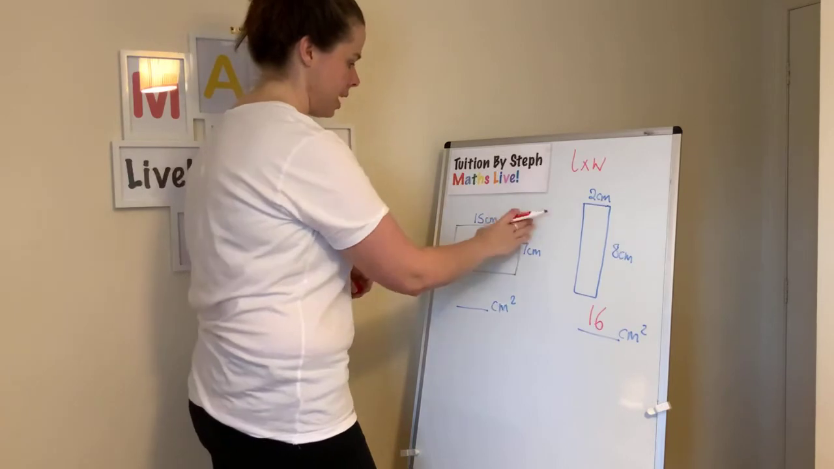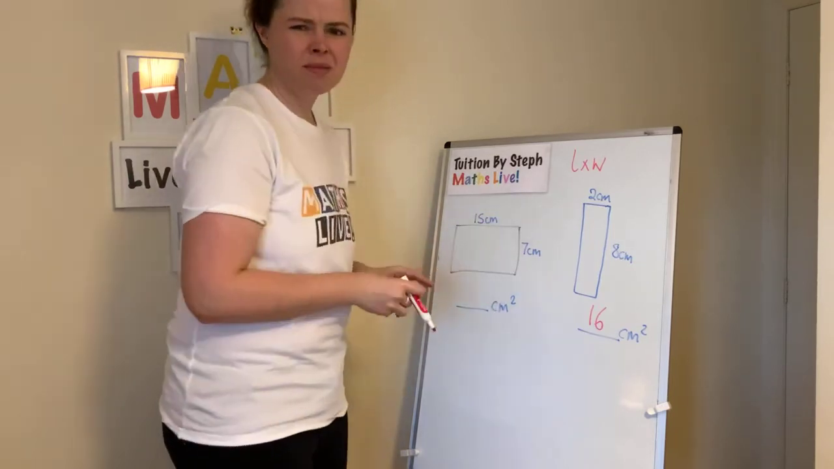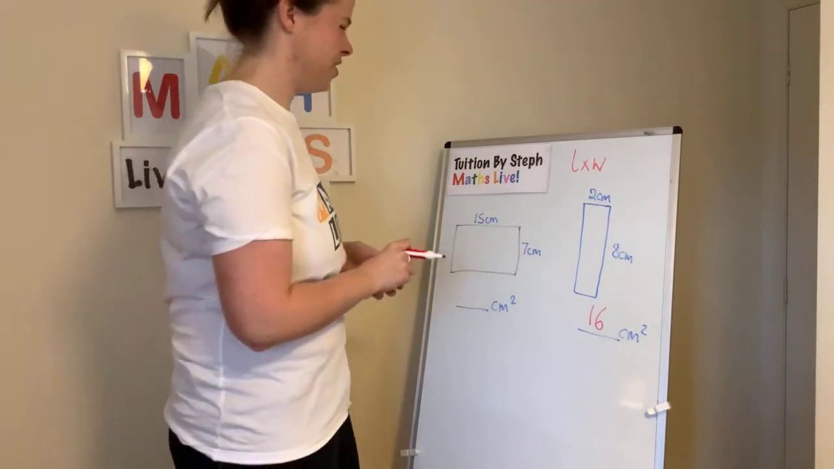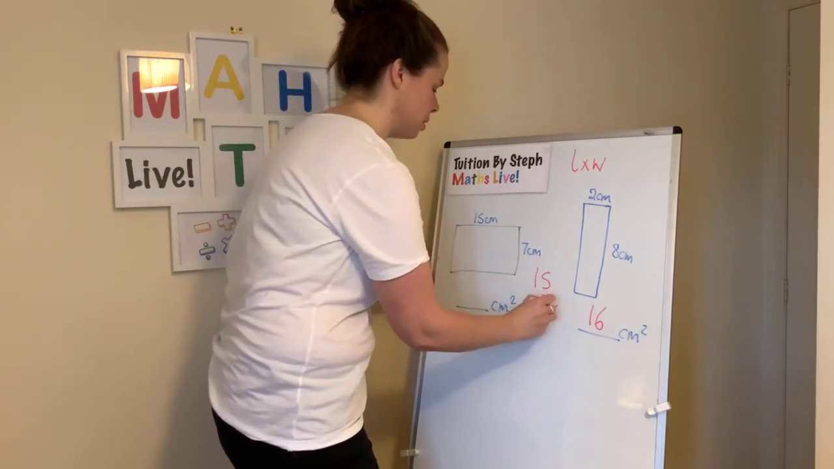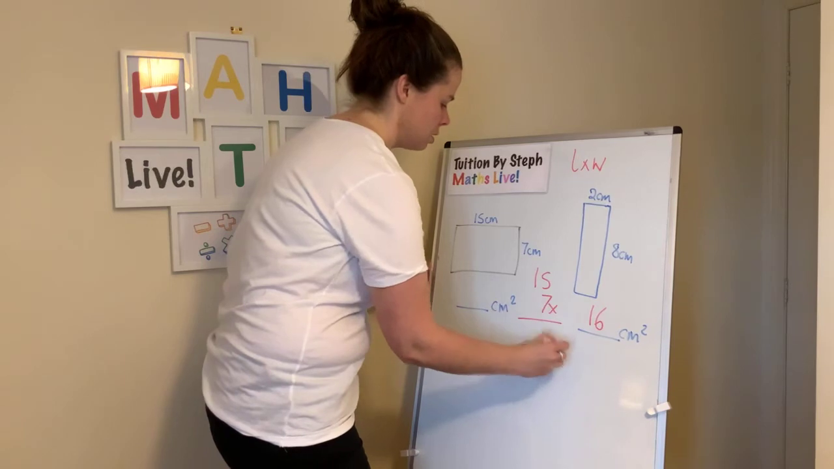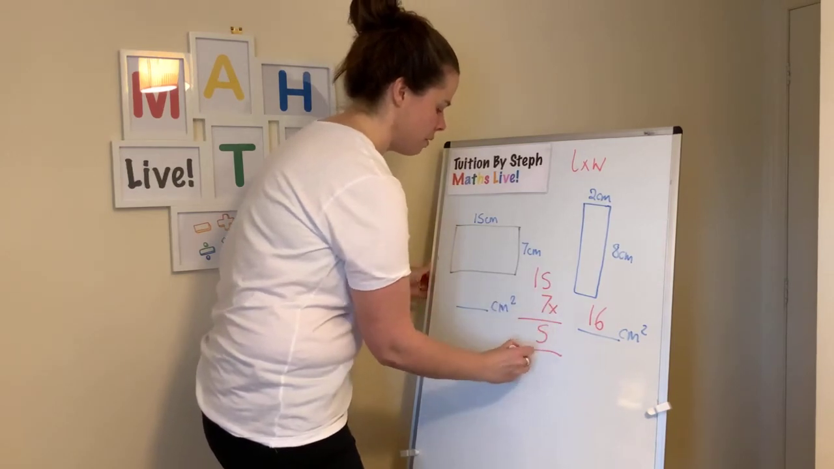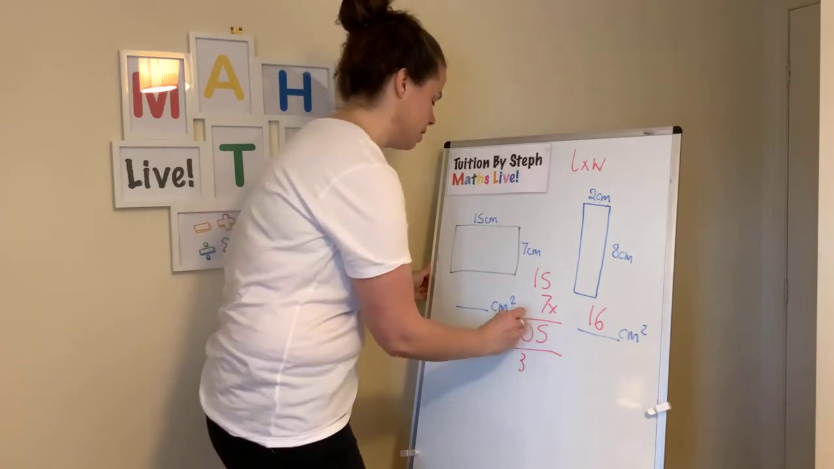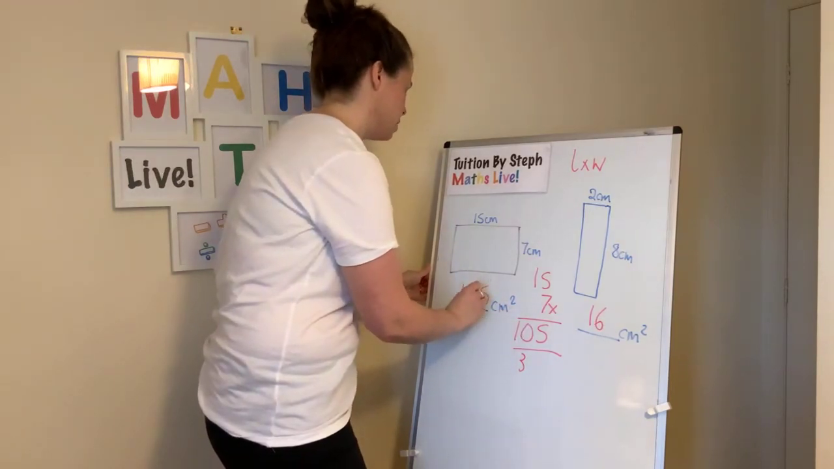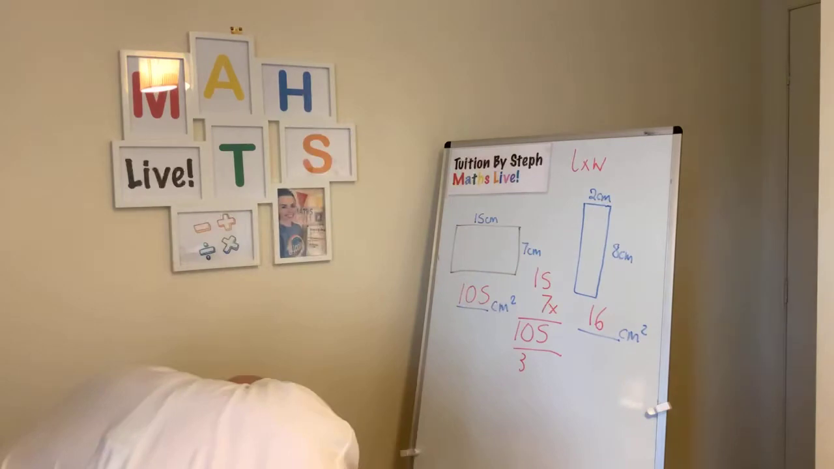And again, length times width, bigger number now, okay? We don't really know what 15 times 3 is, but we're not expected to know it. So we can do good old column method to help us. 5 times 7 is 35. 1 times 7 is 7. Add the 3, 10. So that's 105 centimetres squared.